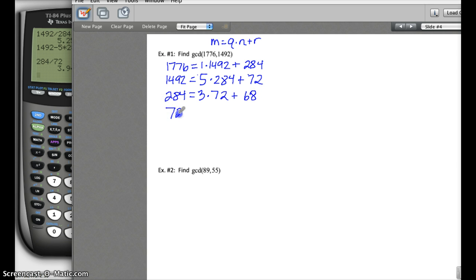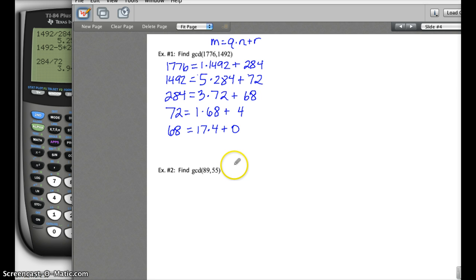So bring down the 72. 68 goes in 1 time, so 1 times 68. 72 minus 68 is 4. So the GCD of 72 and 68 is equal to the GCD of 68 and 4. Bring down the 68. 4 divides evenly into 68. 4 can go in there 17 times, so 17 times 4 plus 0.